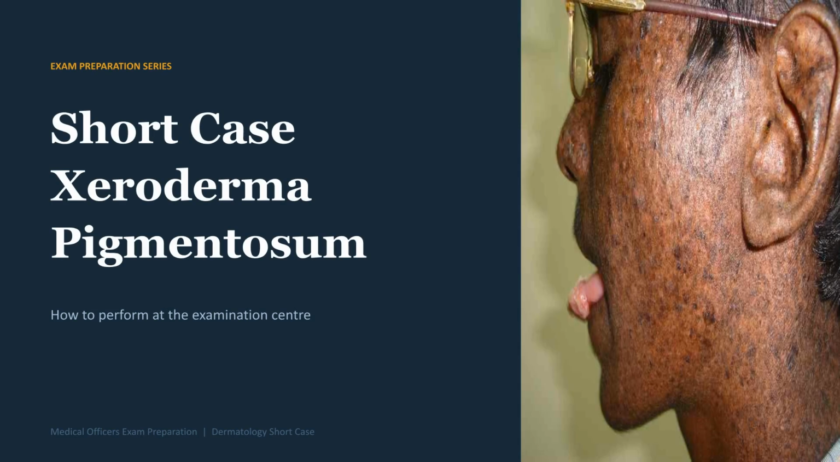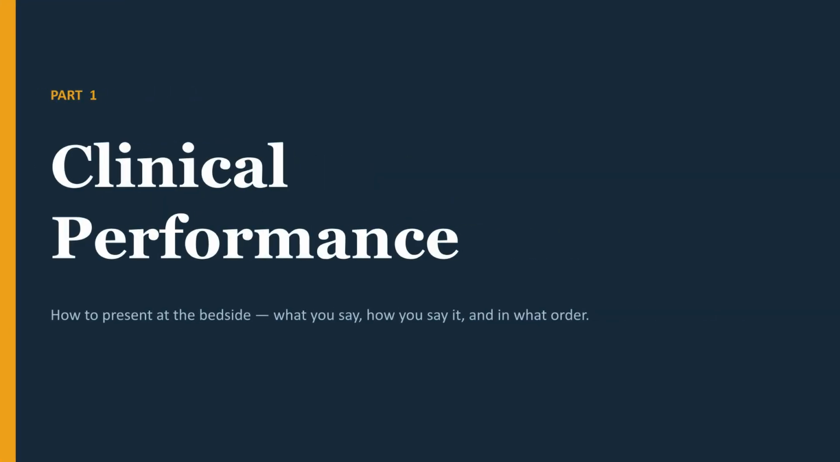Welcome to this exam preparation video focusing on the short case of Xeroderma Pigmentosum. This video is divided into two parts: clinical performance and examiner Viva questions, both essential for your success at the examination center. Part 1 is dedicated to clinical performance, guiding you on how to present at the bedside. We will cover the examiner's command, lesion description of the face and tongue, relevant examination steps, and differential diagnoses.